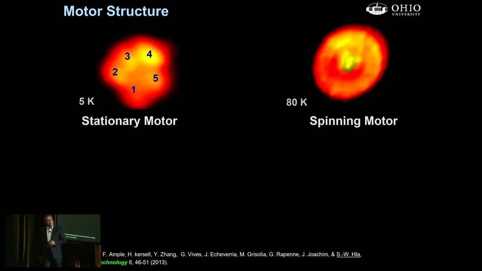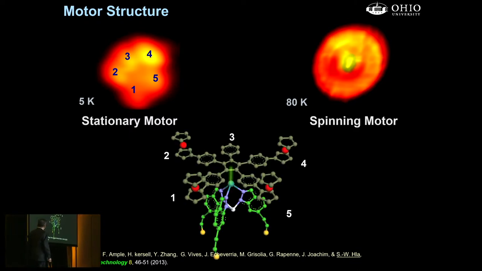So what we do, we cool down the sample to 80 Kelvin. Because we freeze the thermal excitation, this rotating molecular motor stops rotating, and you can see this kind of five lobes. And we can identify them by comparing with the labels I made, 1, 2, 3, 4, 5, here. Okay, so now we can stop the rotation and we can image, but we are imaging from the top.